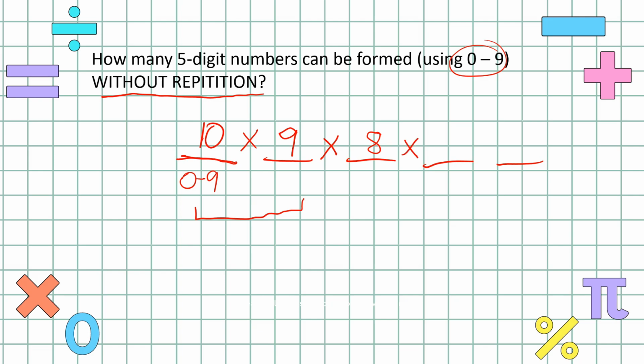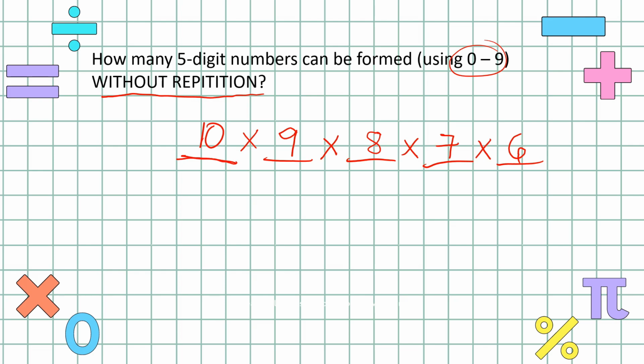And for the fourth position, if these 3 positions are already taken by 3 digits, then 0 to 9 will be decreased by 3 digits. Now we are only left with 7, so it decreases by 1 as we go along. That gives us 6 options left for the last position, assuming the first 4 are already taken. So that's the idea of this question without repetition. We can no longer use what was used in the previous places.